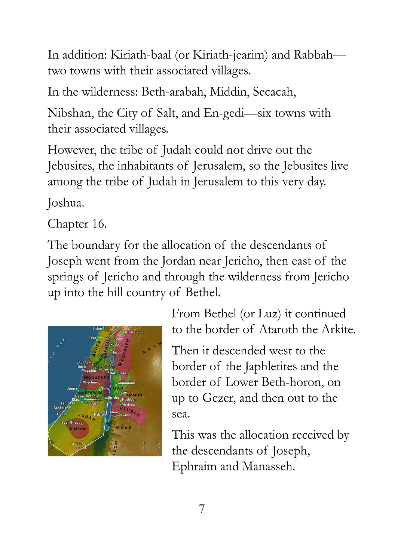Joshua, Chapter 16. The boundary for the allocation of the descendants of Joseph went from the Jordan near Jericho, then east of the springs of Jericho, and through the wilderness from Jericho up into the hill country of Bethel. From Bethel, or Luz, it continued to the border of Ataroth the Archite. Then it descended west to the border of the Japhletites and the border of Lower Beth Horon, on up to Gezer, and then out to the sea. This was the allocation received by the descendants of Joseph, Ephraim, and Manasseh.